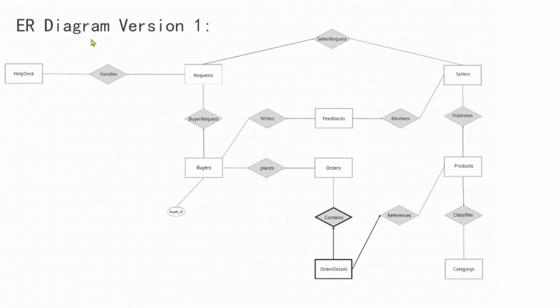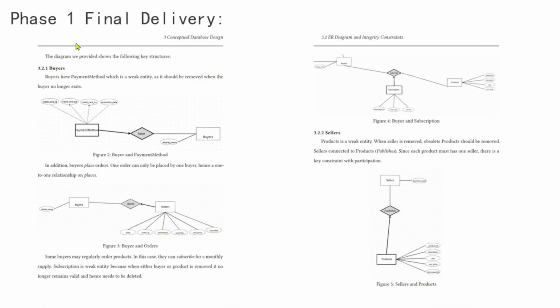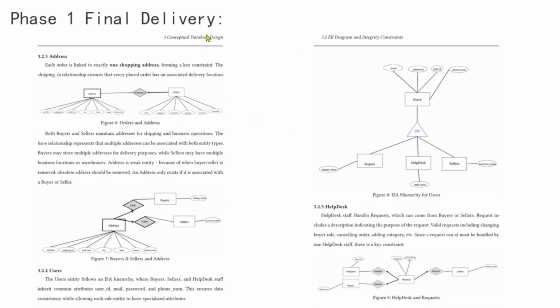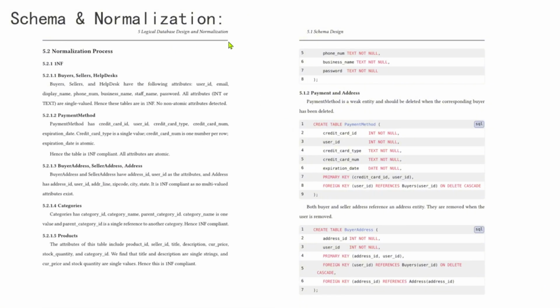We had some iteration over the ER diagrams, so we could have a better idea of what a good 3NF database design would look like. We also delivered it and have it documented in phase one as well as phase two. We went through normalization, the traditional database design from 1NF, 2NF, 3NF.